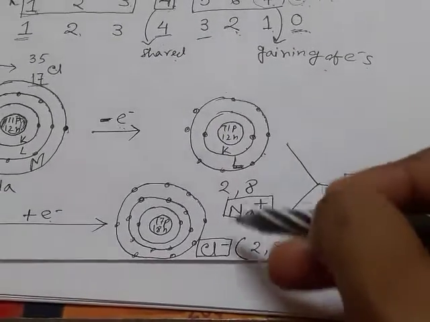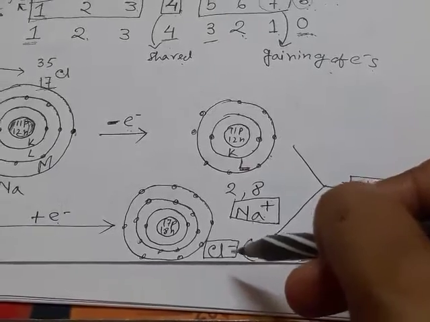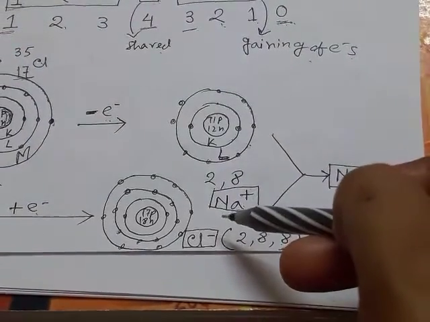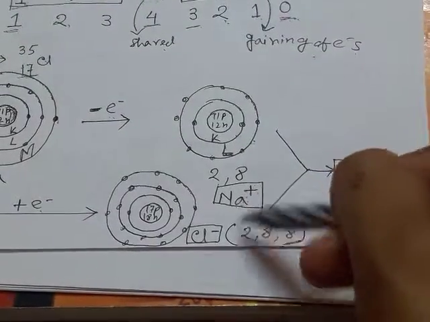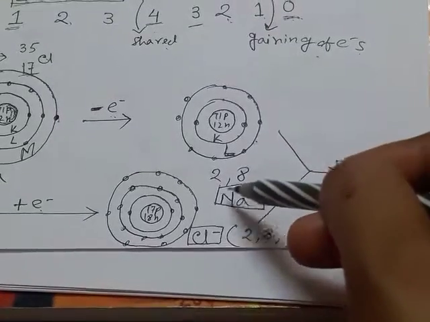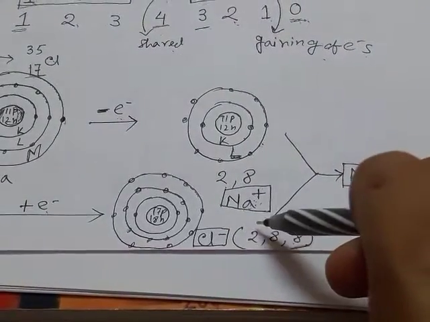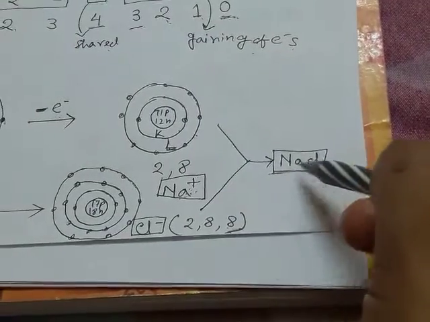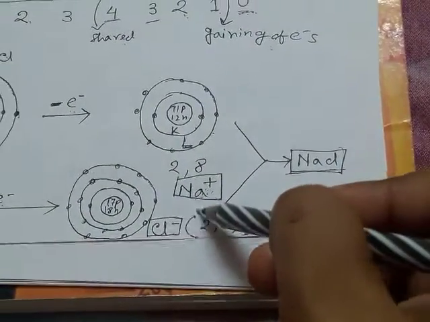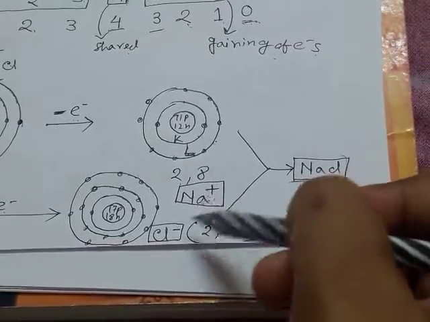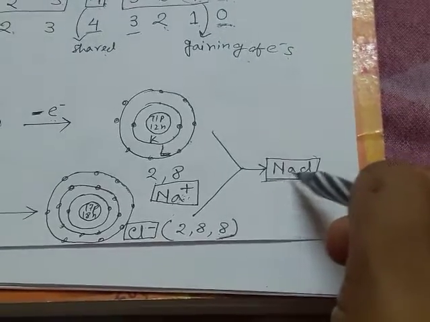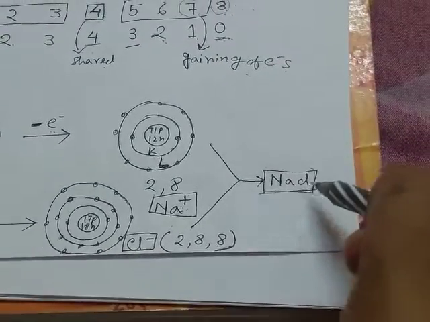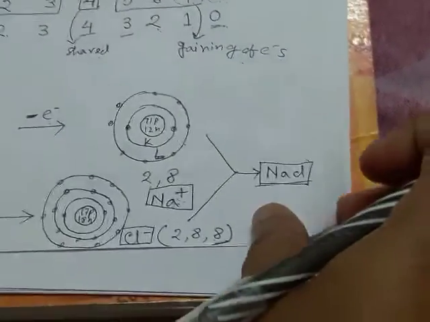Now between this sodium plus and chloride minus ion, there will be an attraction force, and this attraction force binds these two ions together. Then there will be formation of the NaCl molecule, and this attraction force which binds these two ions is called a bond. So this bond holds together the sodium and the chlorine atom. Thus there will be formation of the molecule.